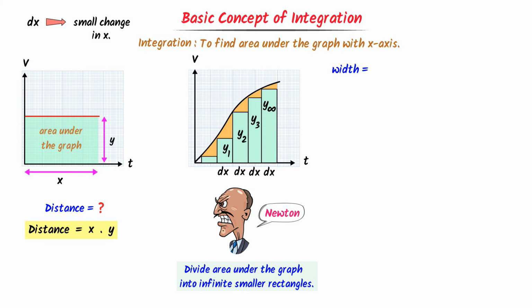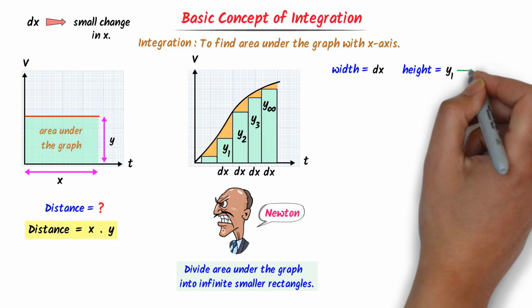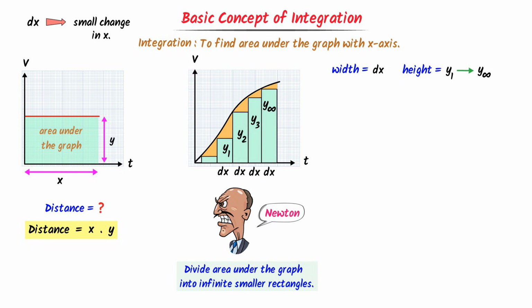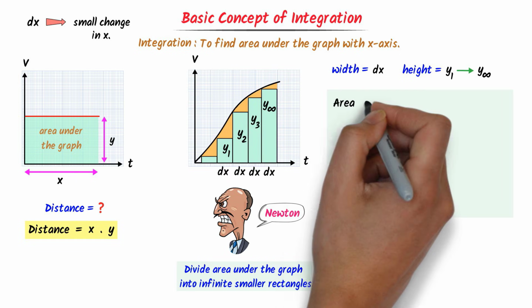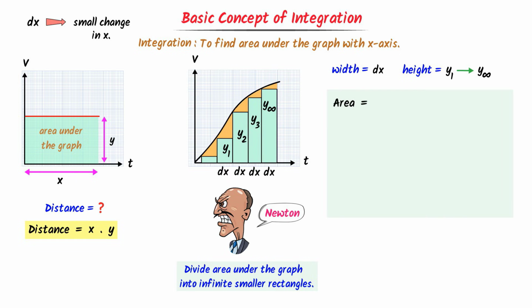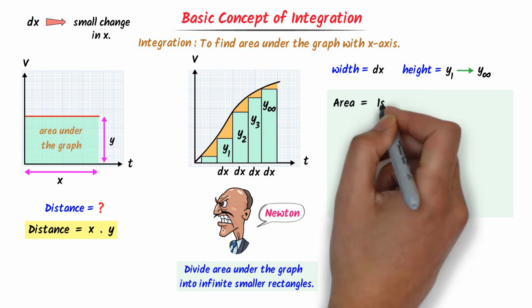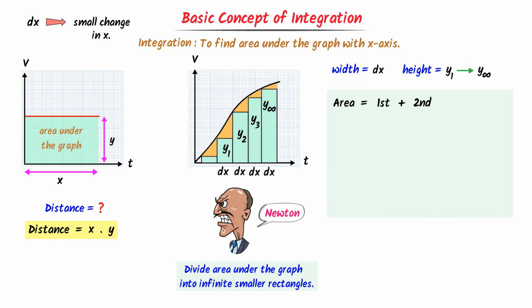Here, the width of all rectangles is the same, which is dx, but their heights change to y1, y2, y3 up to y infinity. Now Newton Baba says that the area under the graph is equal to the area of the first rectangle plus the area of the second rectangle plus the area of the third rectangle up to the area of the infinite rectangle.